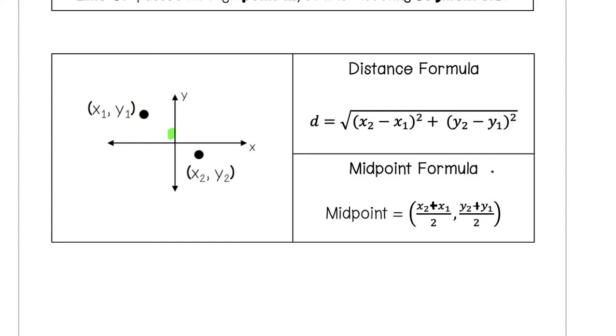So make sure you have these two formulas written down. Go ahead and pause it to make sure that you have them written down correctly.